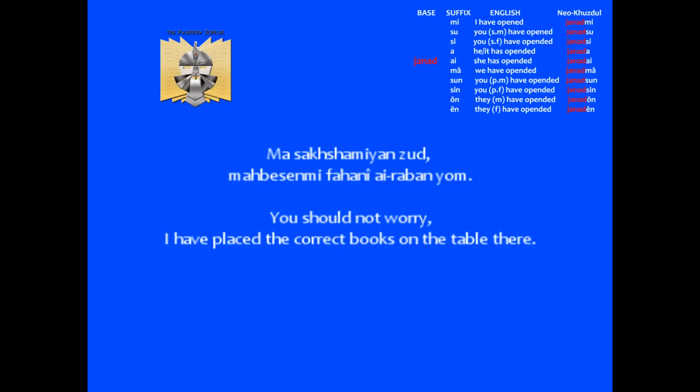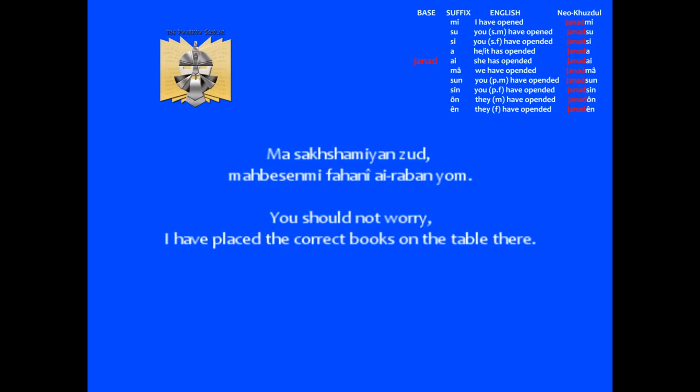You should not worry, I have placed the correct books on the table there. Placing ma in front of a conjugated verb means we are in fact using a negation, which seems to be the case if we look at the translation here. You should not worry. The other verb forms mentioned here are a bit advanced for now, so we'll skip these, but I would like to look at fahani airabanyom.